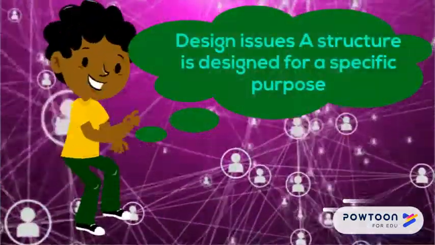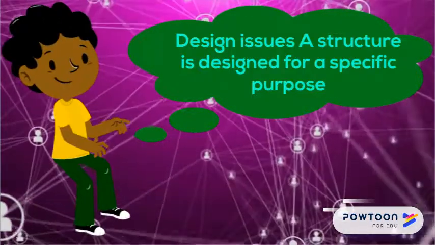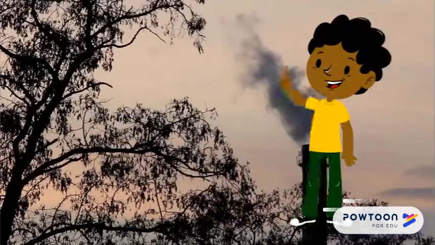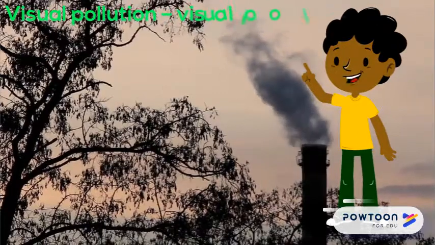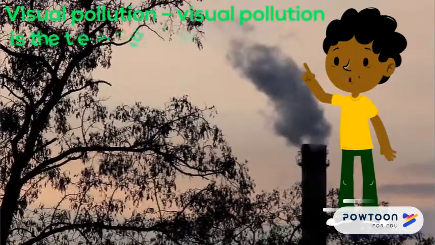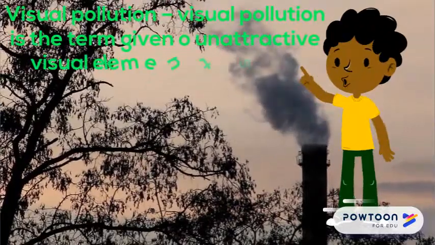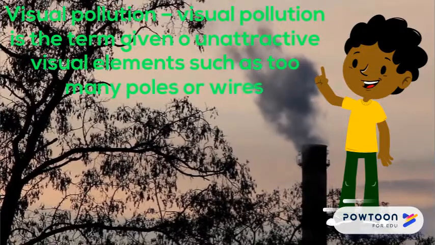A structure is designed for a specific purpose. However, when you design a structure, you also need to consider the following issues. Visual pollution. Visual pollution is a term given to unattractive visual elements such as too many poles or wires or too many cell phone towers situated in one area. It's important to avoid visual pollution as much as possible.